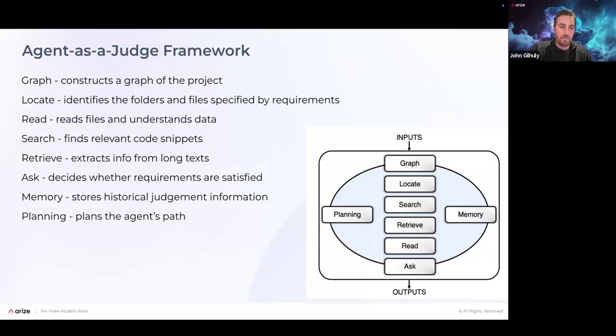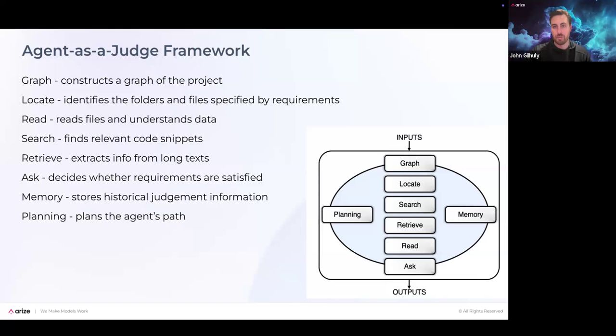And then the search skill that it has will go through the code generated by the agent and search for the most relevant snippets that the evaluator agent will go in and try to evaluate. And then there's a retrieval step to just pull info from long pieces of text. There's an ask step, which is checking to see whether the requirements are completed and satisfied. And then they also incorporate a memory skill, where the agent will remember its judgment on previous runs and previous tasks, so that it can have consistency in judgment and can store the historical data there. And then finally, they have a planning step, which is to plan the whole process of how this agent is going to execute.